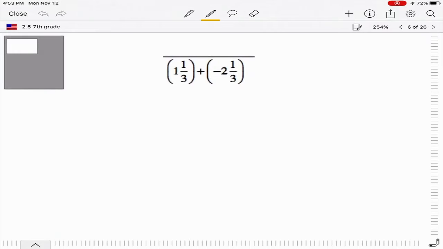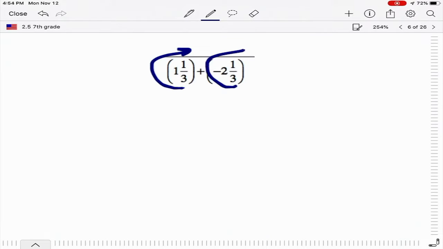And now we're going to solve this problem: 1 and 1/3 plus negative 2 and 1/3. Here, because they're mixed numbers, you want to go around the clock and make them improper fractions. You don't have to do this, but it's an easier way to solve these problems. Plus, when you multiply and divide, you have to do this step anyway.